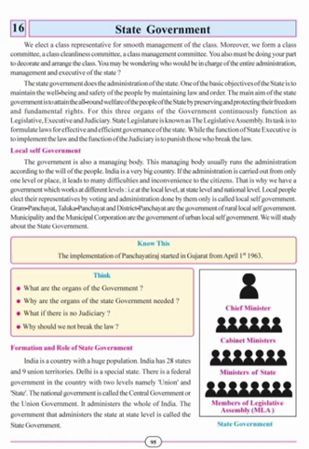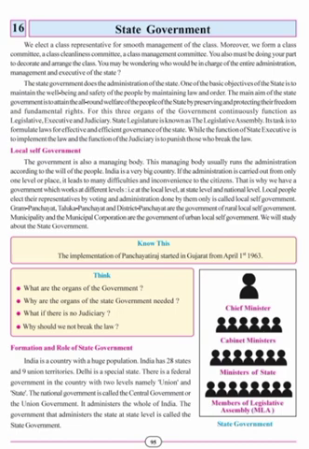There is the chief minister at the top, then he has his cabinet of ministers, then ministers of state, and MLAs, that is members of legislative assembly. Formation and role of state government. India is a country with a huge population. India has 28 states and 9 union territories. Delhi is a special state.